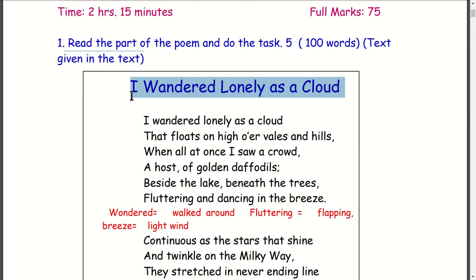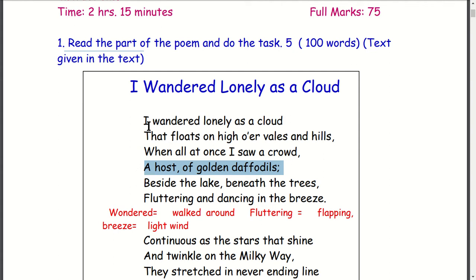Let me read the poem here. I wandered lonely as a cloud that floats on high o'er vales and hills, when all at once I saw a crowd, a host of golden daffodils, beside the lake, beneath the trees, fluttering and dancing in the breeze. Here there is a comma, it means something has been missing here. Over means o'er, and vales means valleys and hills.